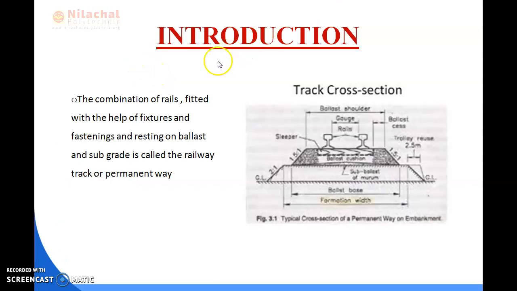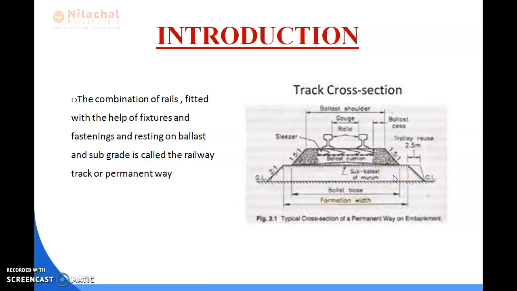So now we discuss the introduction. What is the permanent way? From the name permanent way, you should guess something about it. This is the way which is made permanently. And this permanent way consists of several layers, and this is the picture of the cross section of the permanent way. This is the ground level, the first layer. Above that, the sub ballast or morum is filled in here, and this is the formation width.